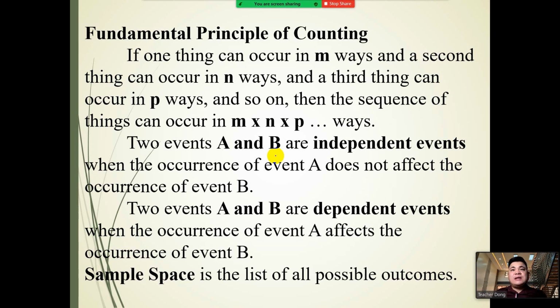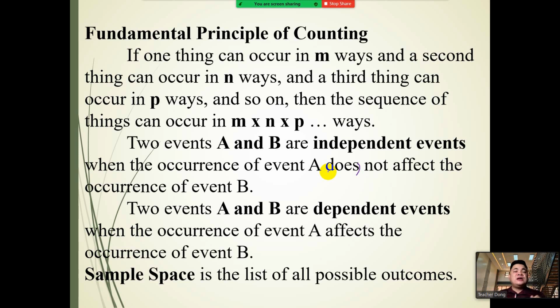First, we have independent events. Two events A and B are independent events when the occurrence of event A does not affect the occurrence of event B. So events A and B are independent of each other. For example, if we are going to roll 2 dice, the result of the second die does not affect the result of the first die because there are no restrictions given. And also, if we're going to pick 2 marbles in a bowl, the picking of the first does not affect the picking of the second, and vice versa. That's what we mean when we say independent events.